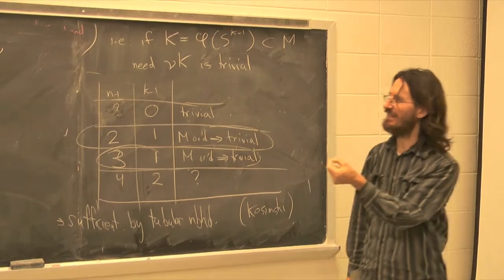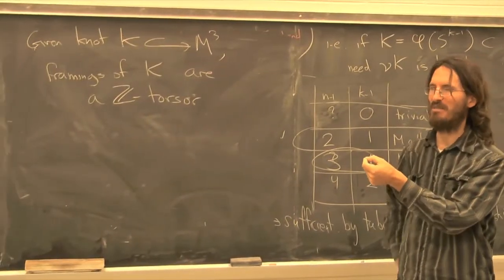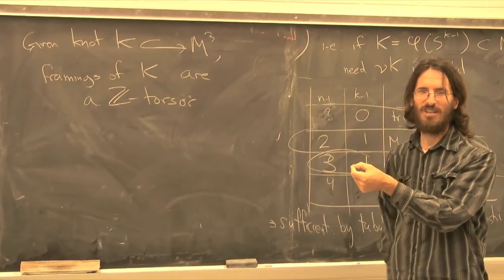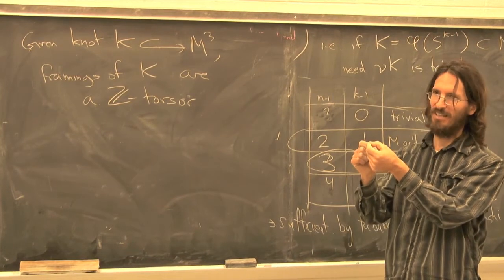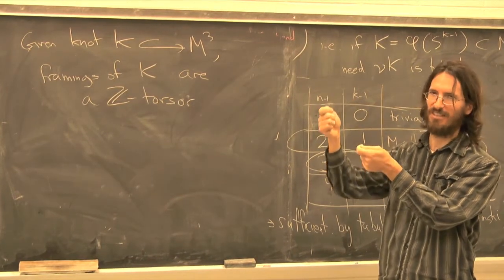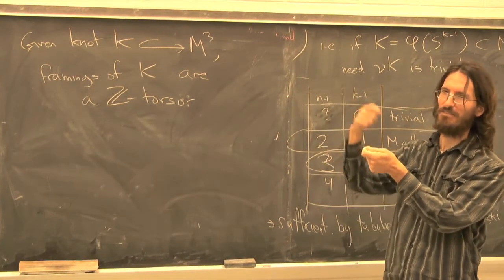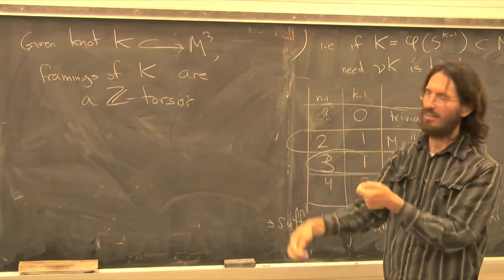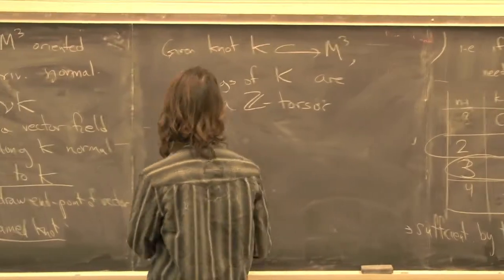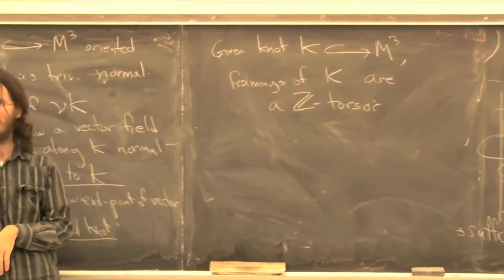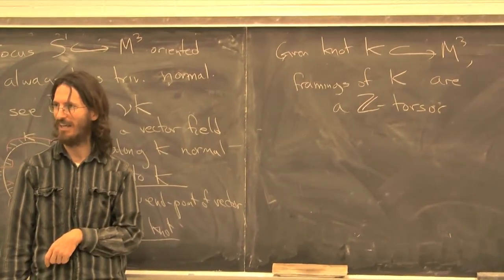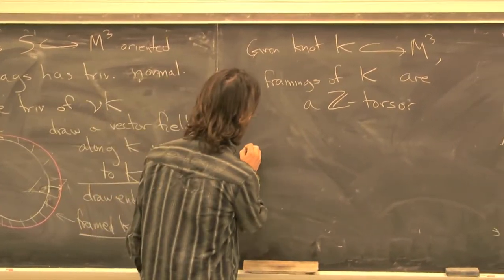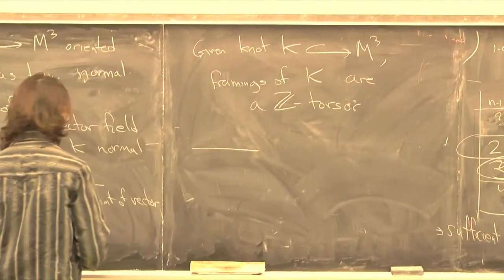Another way to say that is there's a Z action on framings: you can always take one framing and put extra twists in it, right? Put 25 extra twists in it. That's well defined. The only convention you need to sort out is what's plus and what's minus, okay?